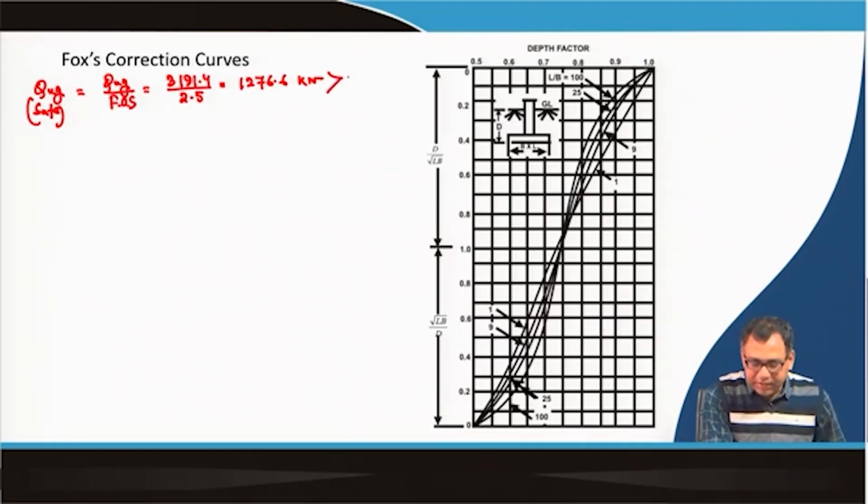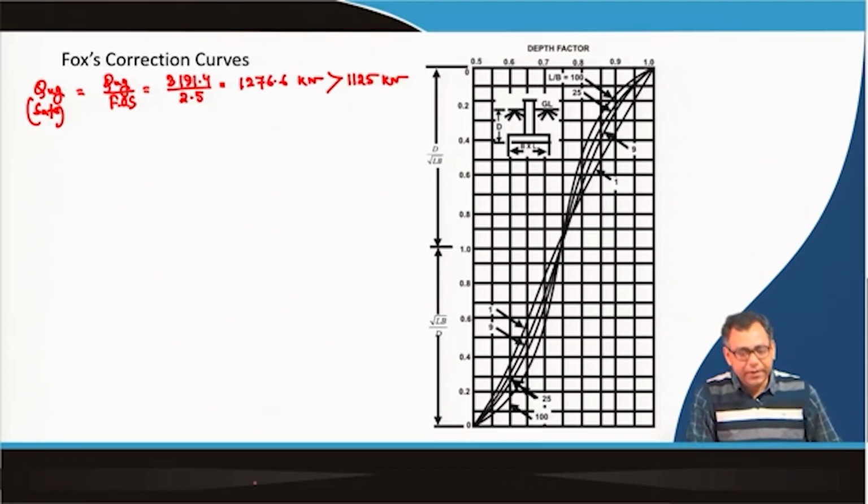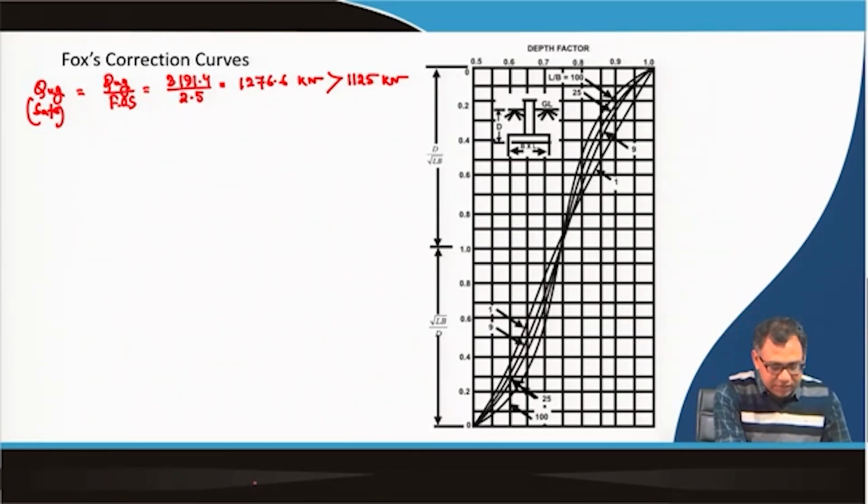So, this is greater than 1125 kilonewton. Okay. So, in terms of bearing capacity consideration, design is safe. What are the values we assume? Number of piles, spacing, diameter, length, that is absolutely fine for the bearing capacity consideration. Now, we will check it for settlement consideration.